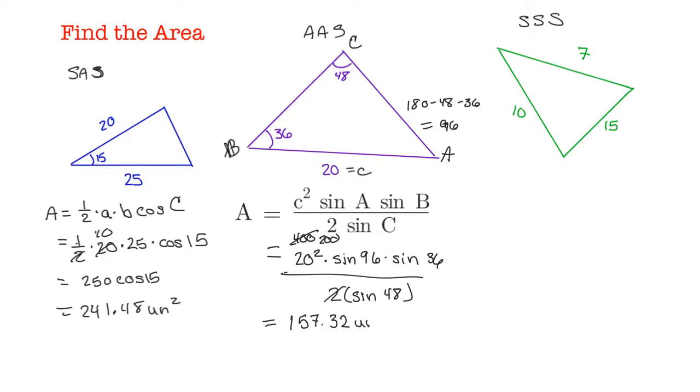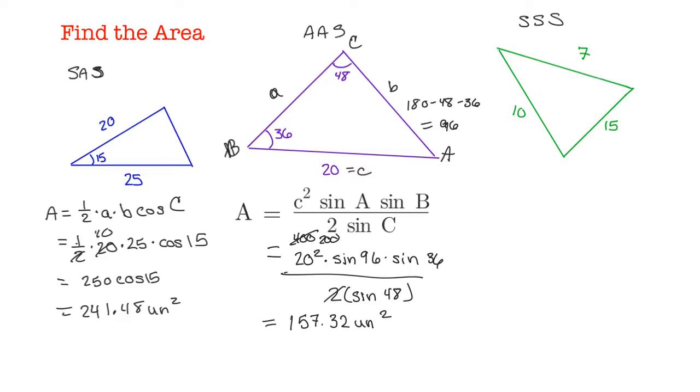157.32 units squared. Now, there's one thing I would say about this problem, which is that we can easily find either side A or side B with the law of sines. So you could just use the law of sines to find another side length for side, angle, side, and then use the first formula if you wanted to.